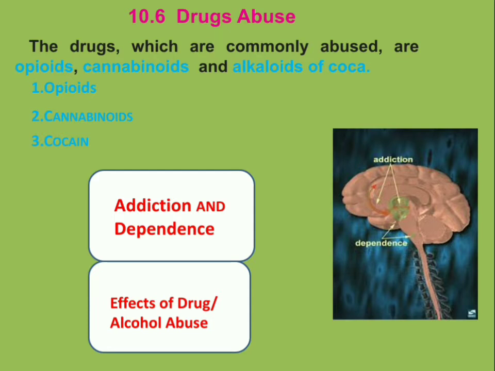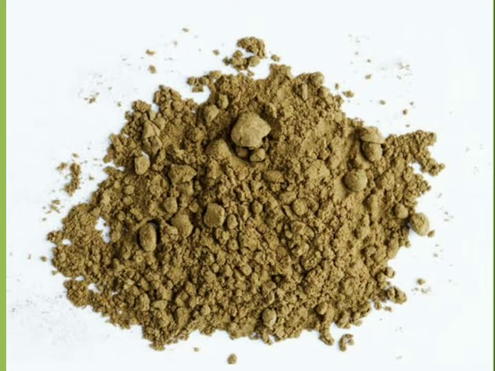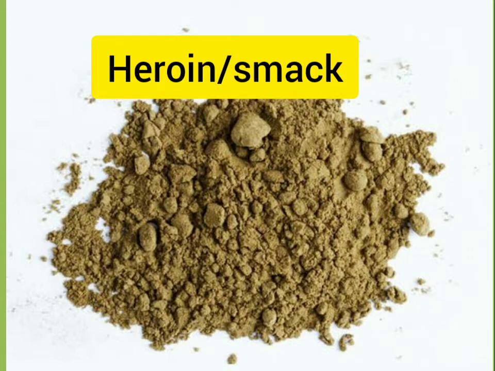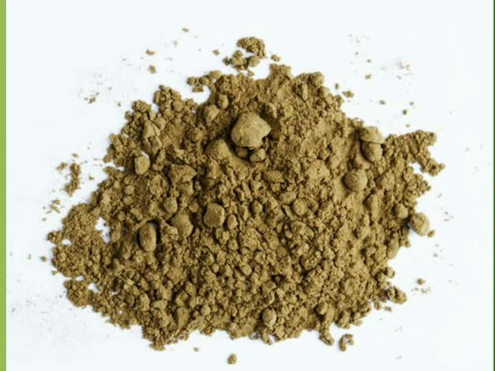The drugs which are commonly abused are opioids, cannabinoids, and alkaloids of coca. Now the first is opioids. These drugs bind to opioid receptors present in the central nervous system and gastrointestinal tract. Heroin, otherwise called smack, is chemically diacetyl morphine. It is extracted from latex of the poppy plant, that is Papaver somniferum. Heroin is a depressant and slows down the activity of the body.